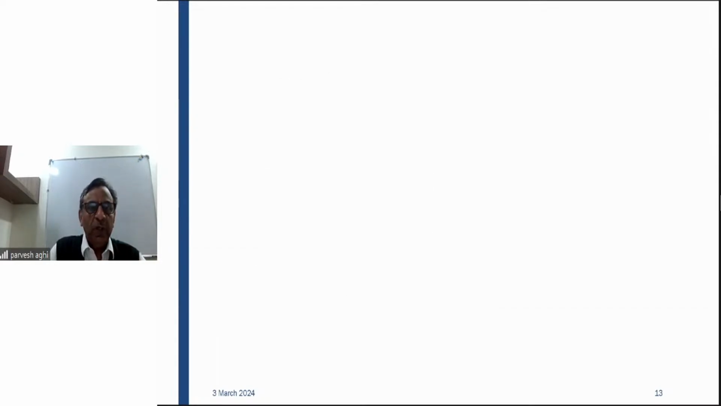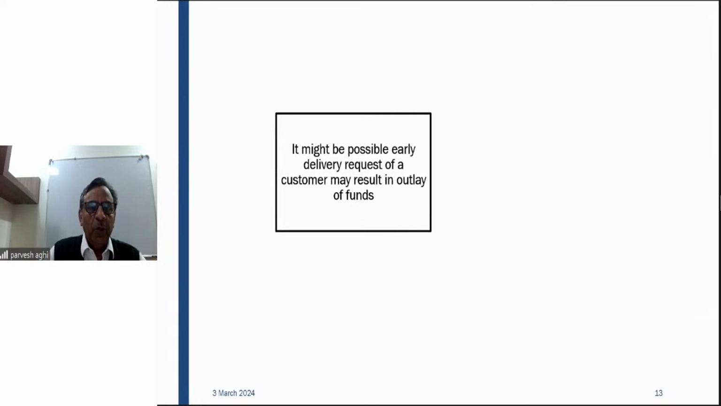Now, the second one was outlay of funds. It might be possible. All these things will be understood when we do a question, so please go through the theory first. And then when I explain, you may find that it was an easy thing and you can relate to this theory. It might be possible that an early delivery request of the customer may result in outlay of funds.